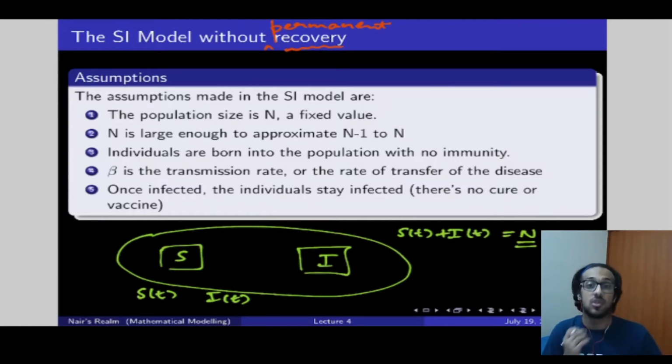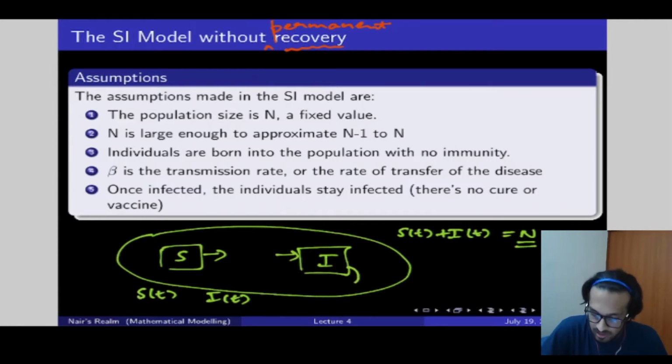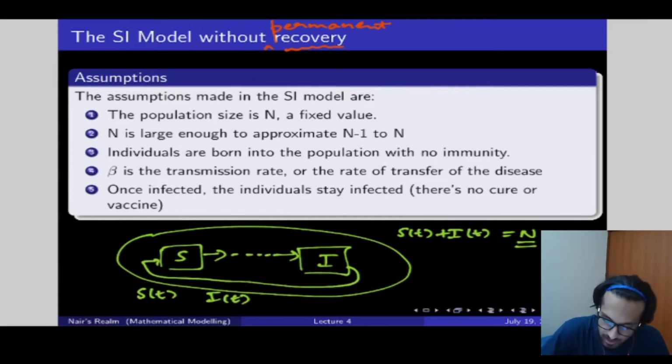What that means, if you think about it, is that if any person leaves the S compartment, they necessarily have to enter the I compartment. And if anybody leaves the I compartment, they necessarily have to enter the S compartment. That's what we are basically saying.